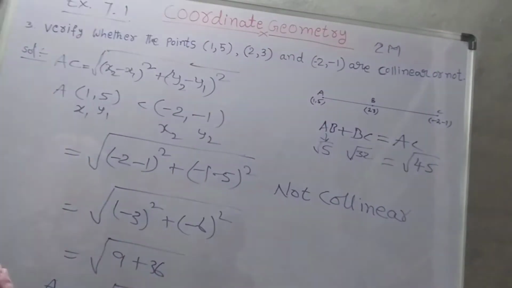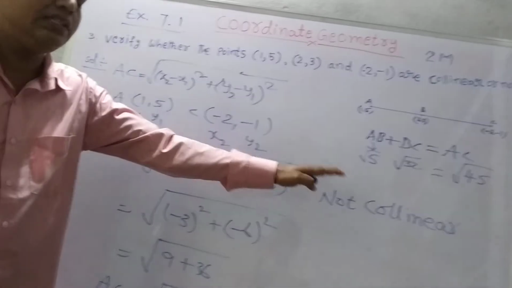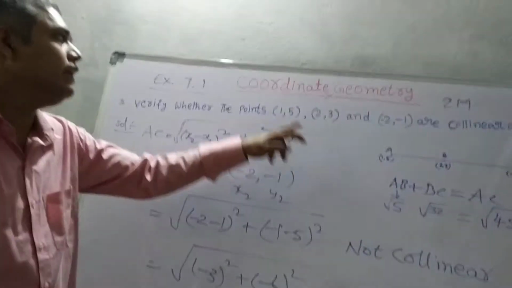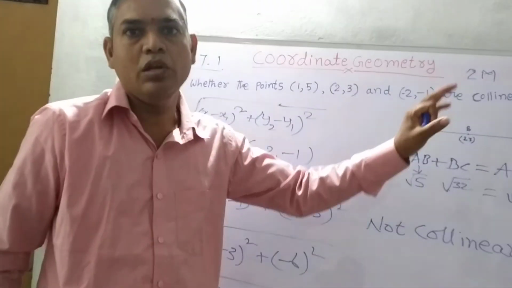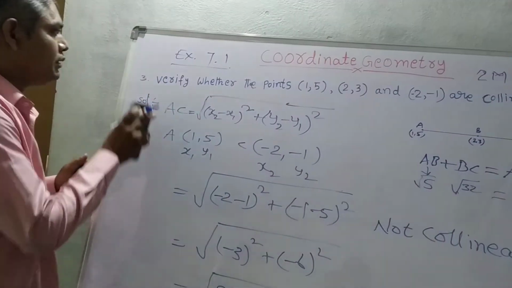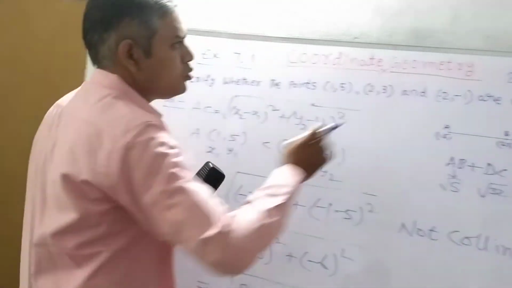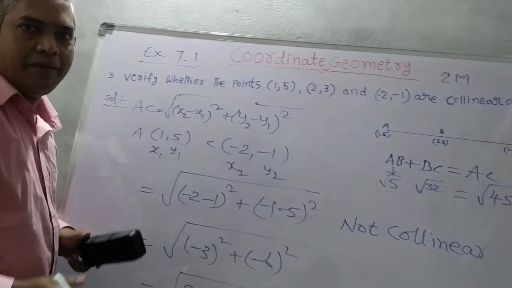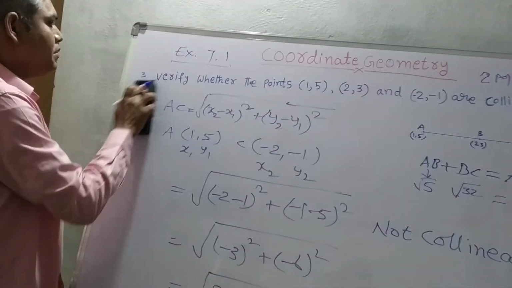Not collinear. The condition is not satisfied. That's why we are saying the given points are not collinear points. Now the third problem is solved. This is a 2-mark question in the public examination. Now we are going to solve the next problem.